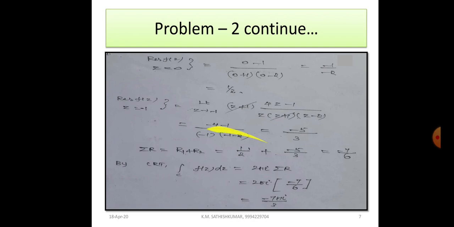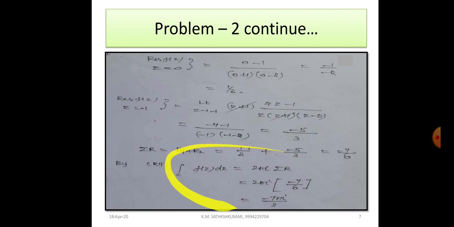So finally we have 2 poles lying inside. So adding these, that is our sum of the residues. So we get the solutions 1 by 2 and another one is minus 5 by 3. Adding these results we get minus 7 by 6.